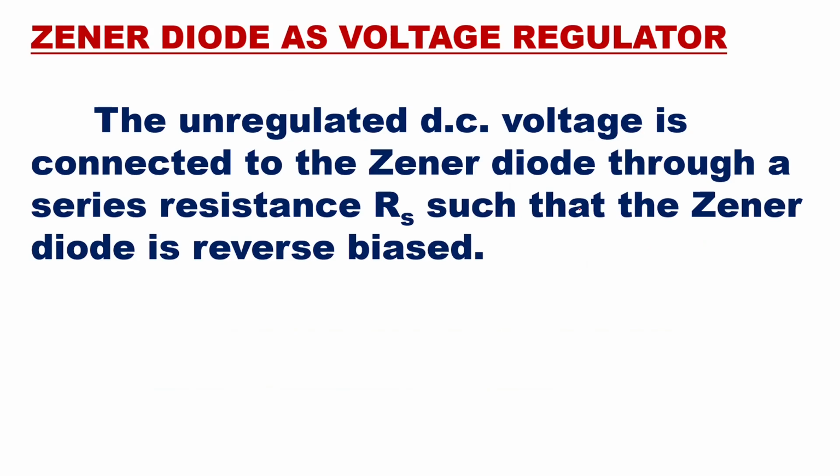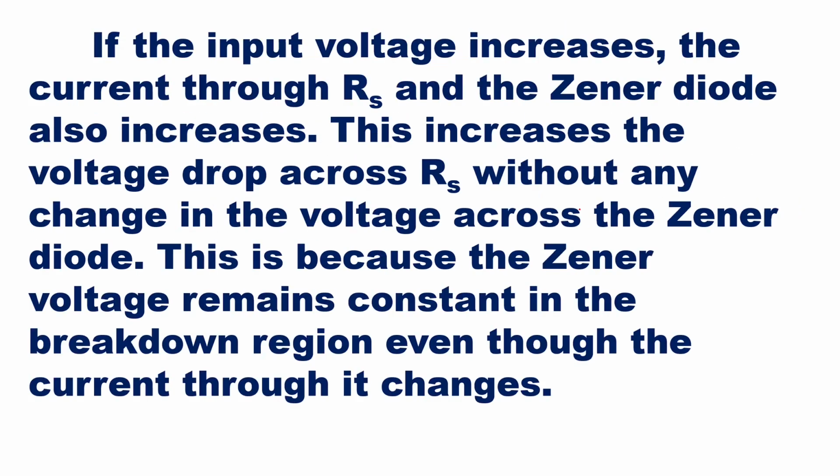So Zener diode as voltage regulator, if you want to explain, the unregulated DC voltage is connected to the Zener diode through a series resistance RS, such that the Zener diode is reverse biased. If the input voltage increases, the current through RS and the Zener also increases. This increases the voltage drop across RS without any change in the voltage across the Zener diode. This is because the Zener voltage remains constant in the breakdown region, even though the current through it changes.